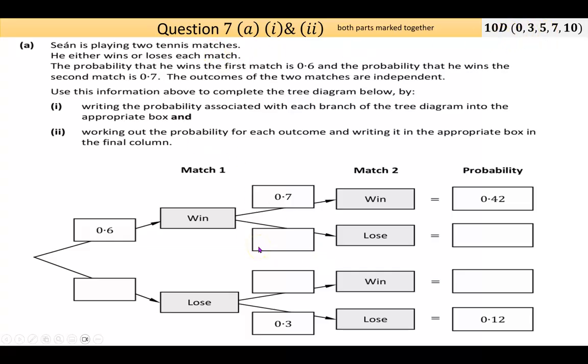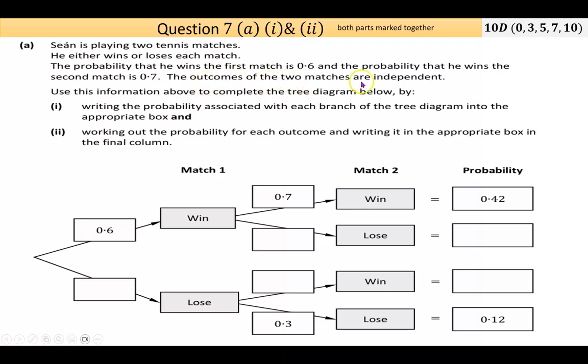You might have a good chance of at least trying to achieve the lower mid-partial of the question. So Sean is playing 2 tennis matches. He either wins or loses each match. The probability that he wins the first match is 0.6. So it's better than 0.5, which is 50-50 probability. So he's got a good chance. And the probability that he wins the second match is 0.7, so even better chance.